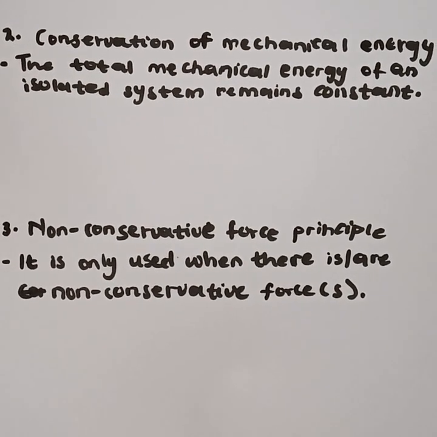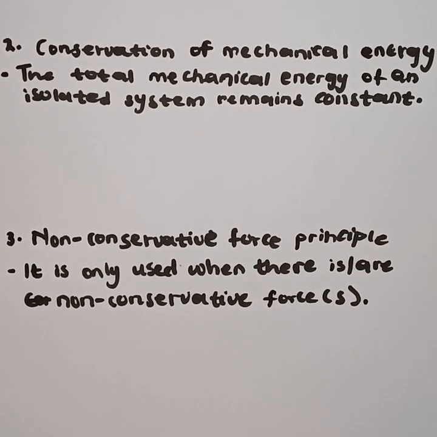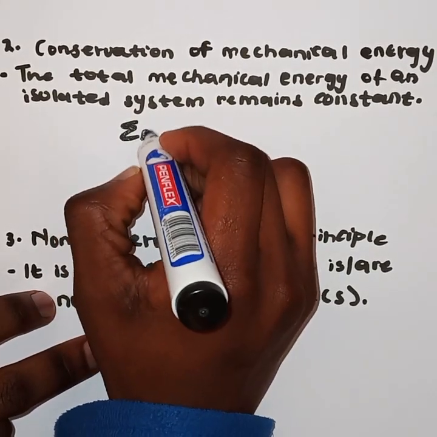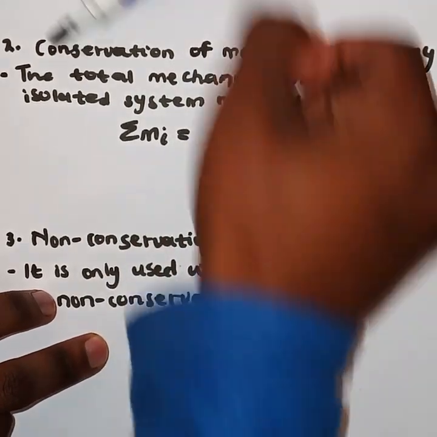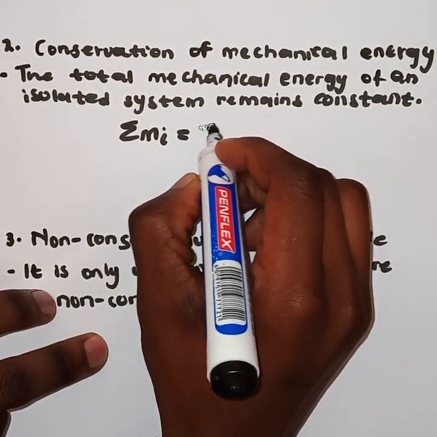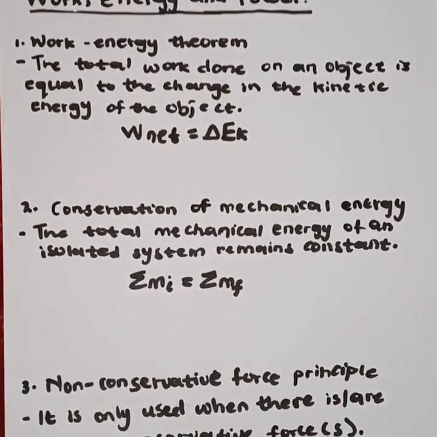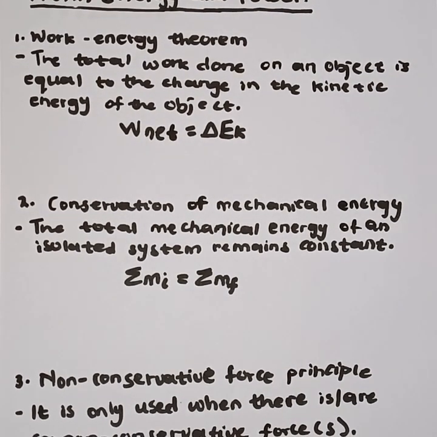Now, the second one is the conservation of mechanical energy, which states that the total mechanical energy of an isolated system remains constant. The total mechanical energy of the system initially should be equal to finally. You only use this one whenever the mechanical energy initially is equal to the mechanical energy finally. That's when you are to use this principle.